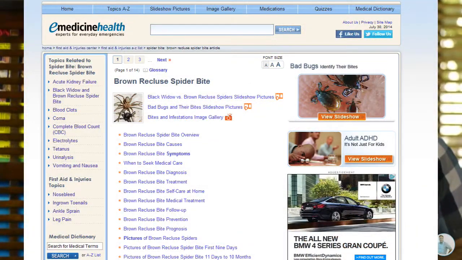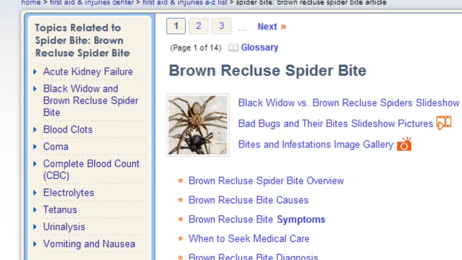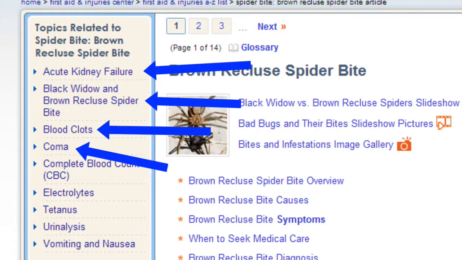Now here's a snapshot of a website that's fared exceptionally well from a search engine visibility perspective. You can see running down the left-hand side of the eMedicine Health website here that they've included and offer supporting topics around the brown recluse spider page that they have on there. Some of them are acute kidney failure, the black widow and brown recluse bites, blood clots and coma and more. And these are areas which are really important for a person that has had a brown recluse spider bite to know about. So you can see those there, yeah?